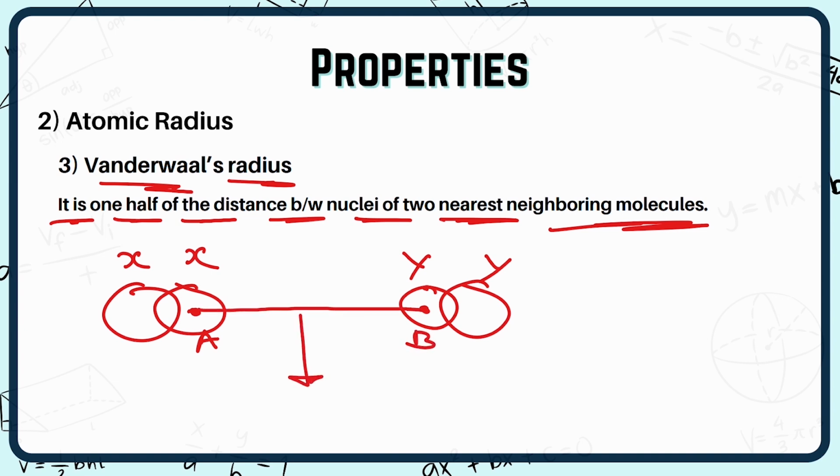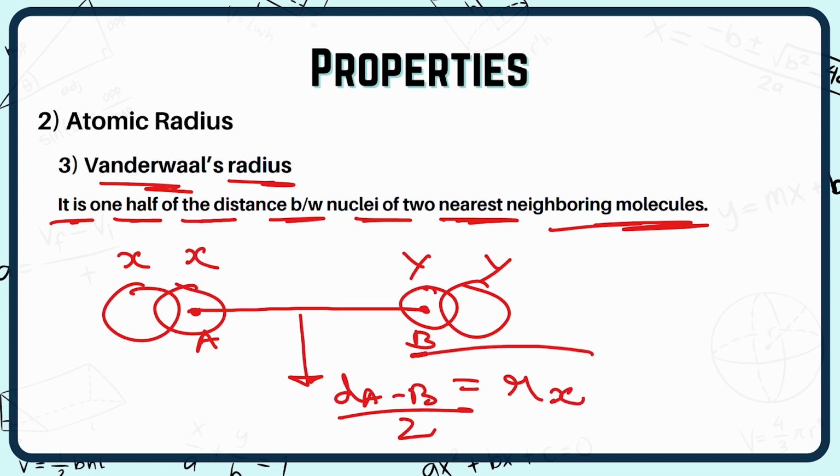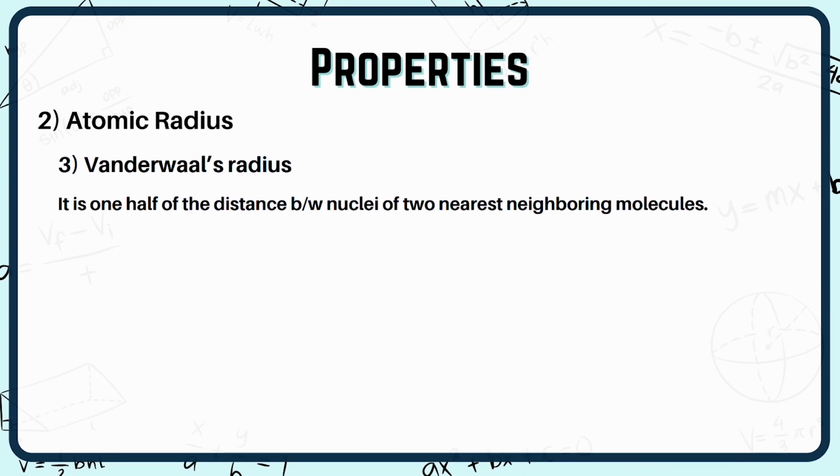So their distance d of AB, when divided by 2, will be equal to the radius of X. This is the van der Waals radius. Got it? Very simple. Now there is a relation between these three radii.